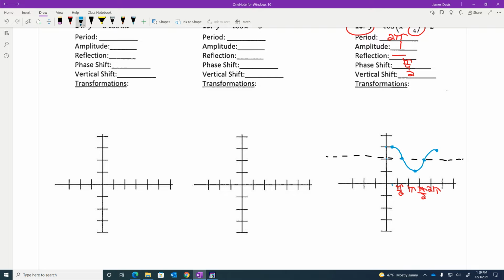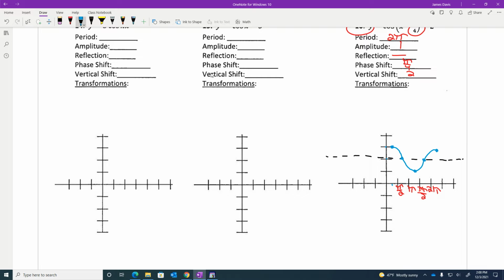Because if you draw a V, that's an absolute value function. Just do your best. Is this close enough? Yeah, like the other one. Just try to make sure it's a little rounded at the bottom.